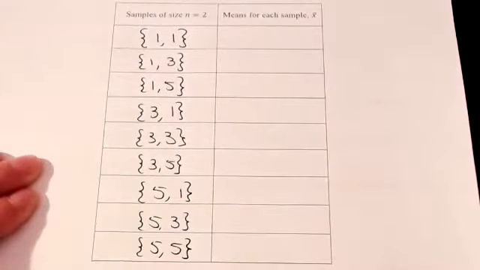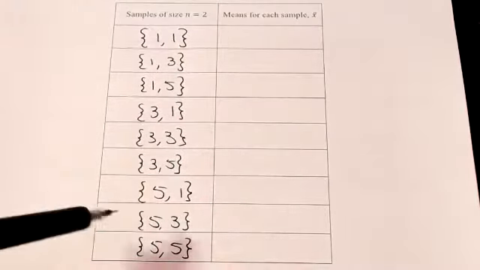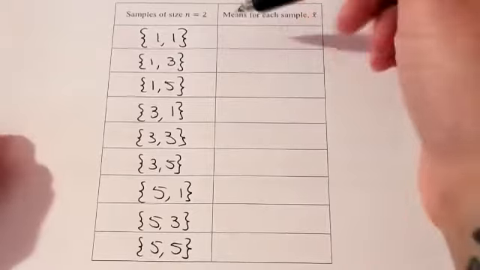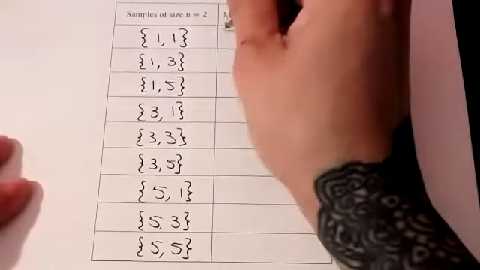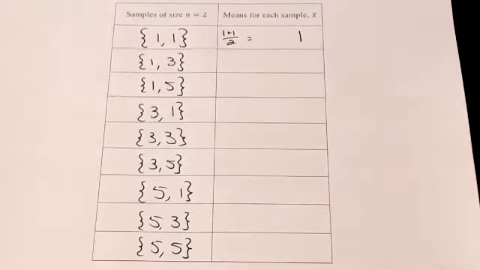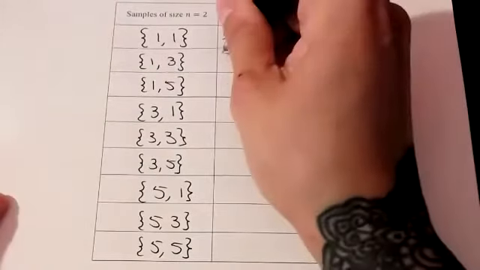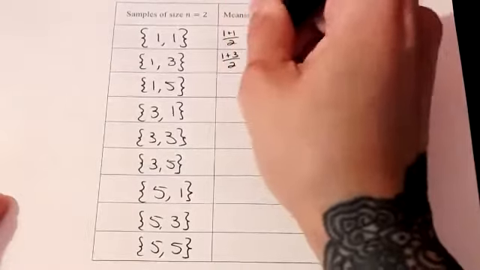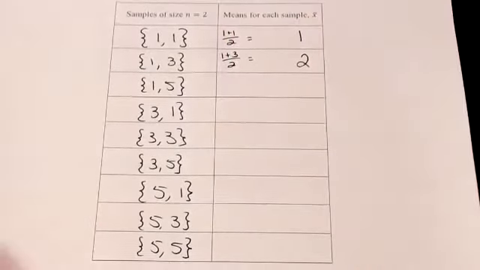So those are all my samples of size 2, right? They each have 2 values in there. Every last one has 2 values. So the next thing we want to do is calculate the mean. Well, that's easy. I know how to find the mean of 2 numbers. I'm going to add them and divide by 2. So if I add them and divide by 2, the mean of my first sample is 1. If I add these and I divide by 2, the mean of my second sample is 2.